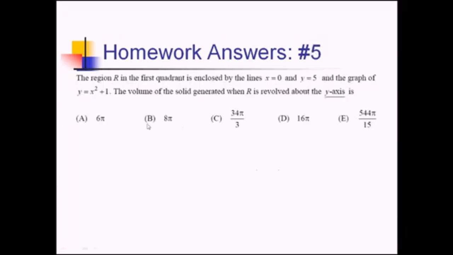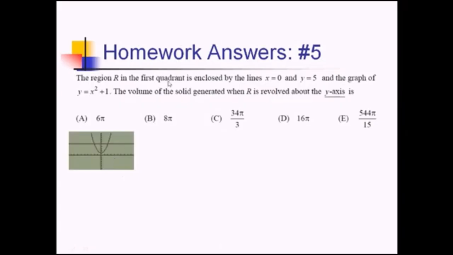For this problem, we have this region R in the first quadrant enclosed by these lines and the graph of this parabola. And we want the volume of this thing when we revolve R around the y-axis. So this is a no calculator problem, but we can at least visualize what this looks like. We have an upwards opening parabola above the x-axis. We have a horizontal line through 5, and we have the y-axis itself here. So here's a basic sketch of what's going on.